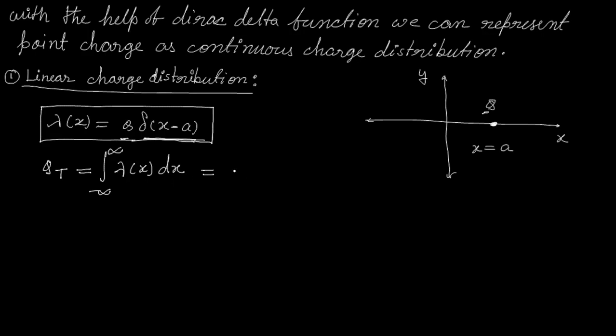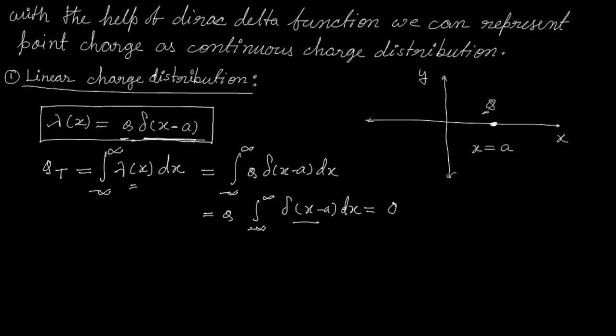So let's do this integration. Put the value of lambda x here. We get q delta x minus a times dx, and then we integrate from minus infinity to plus infinity. q is constant, so you can take it outside, and you integrate from minus infinity to plus infinity delta x minus a times dx. That will give you 1. This integration will give you 1. So finally we get q. So we are getting total charge q, exactly the amount of charge we have placed here.